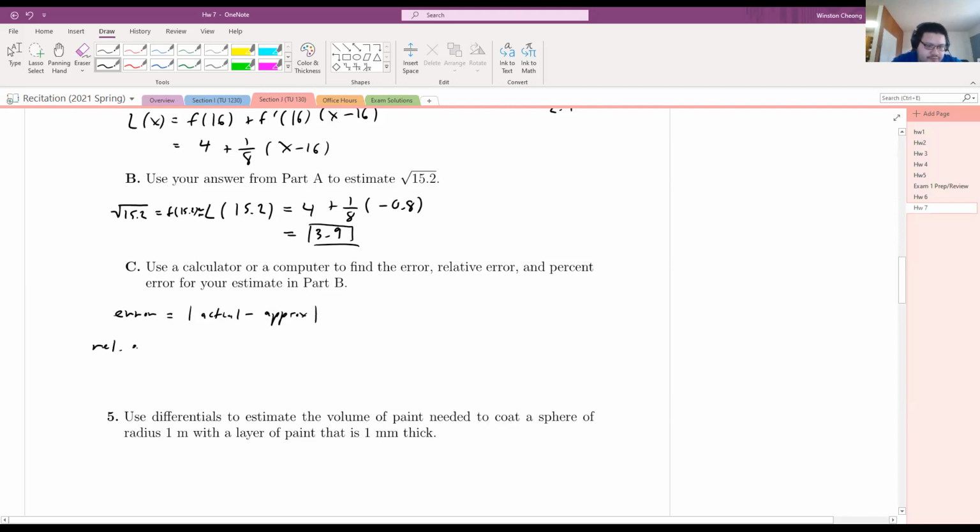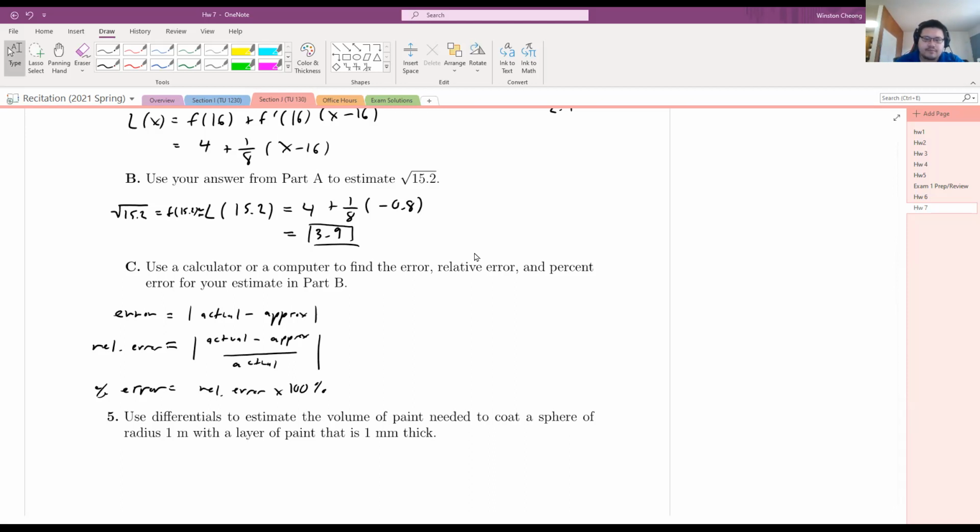And then relative error is equal to actual minus approximate, divided by actual. And the percent error is the relative error multiplied by 100%. What that does is it converts the decimal to a percent. All right.